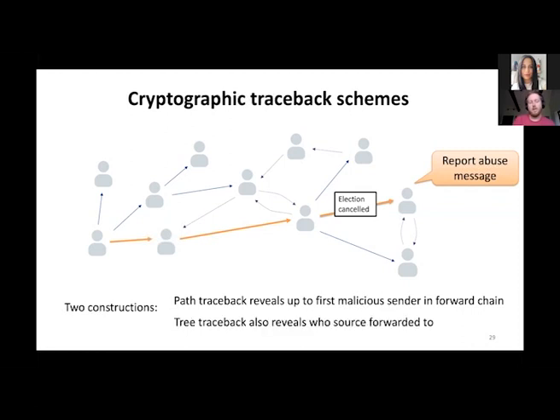And we also looked at how to extend our path traceback to what we started calling tree traceback, which, in addition to revealing the path back to the original sender, also allowed you to trace forward to see who else ended up receiving this abusive message, which could be useful if you wanted to, I don't know, warn recipients, or discover other recipients who might have been affected by some type of misinformation campaign.